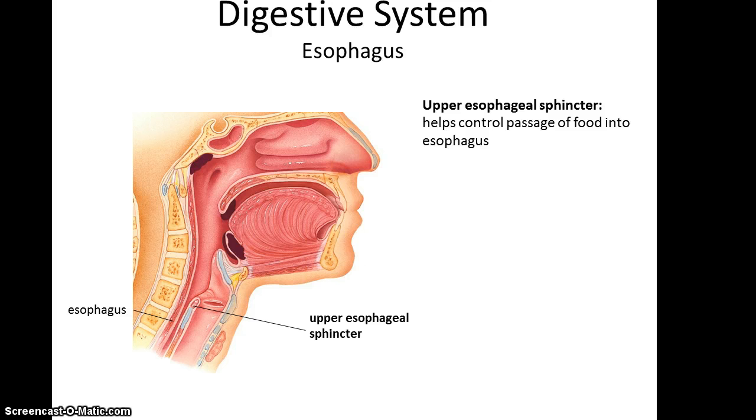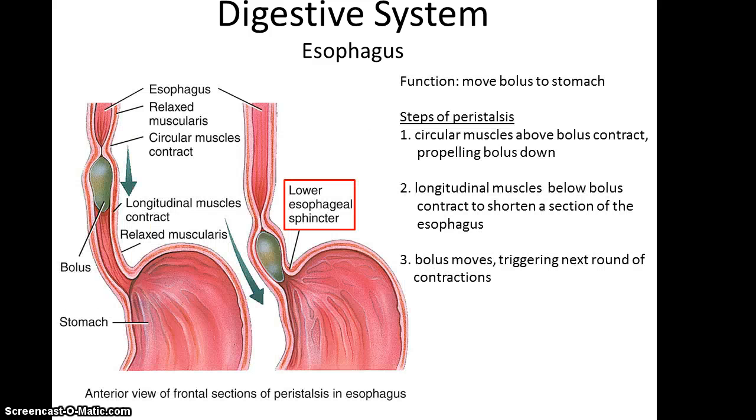Alright, the esophagus has an upper esophageal sphincter. This is to help control the passage of food into the esophagus. When the food, or at this point it's referred to as a bolus, enters the esophagus, it begins to be moved through the esophagus through the process of peristalsis.